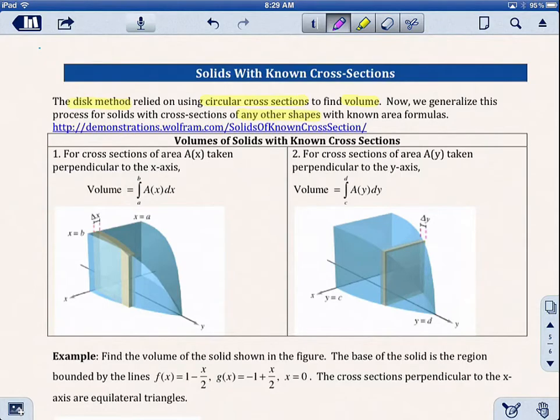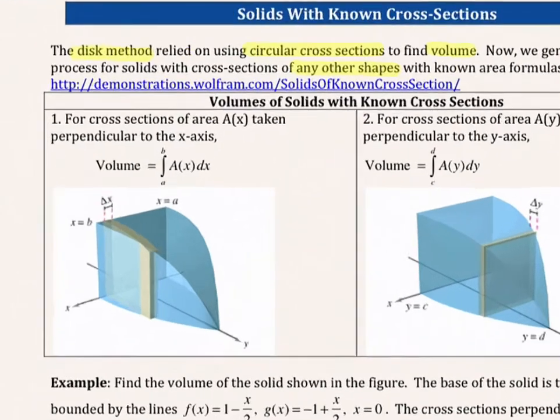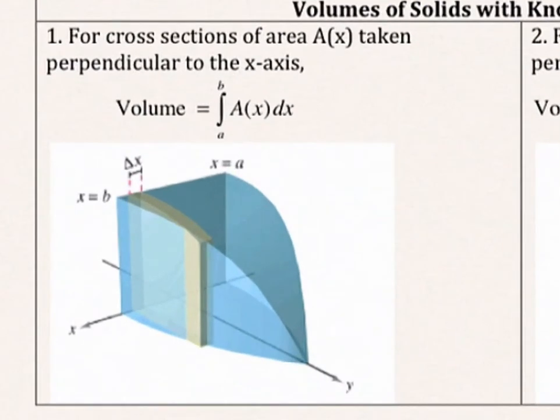So here are our formulas for volumes of solids with known cross sections. Number one, for cross sections of area, capital A of x, taken perpendicular to the x-axis. The volume is going to be the definite integral from a to b of the area of the cross section with respect to x. Okay, so where are these things on here? Well, here is x equals a. You can see down here on the x-axis. And then here's x equals b. Okay, and so you can see our base region would be right down there.